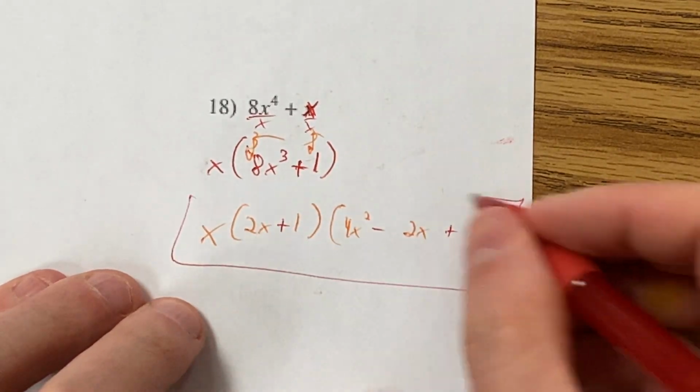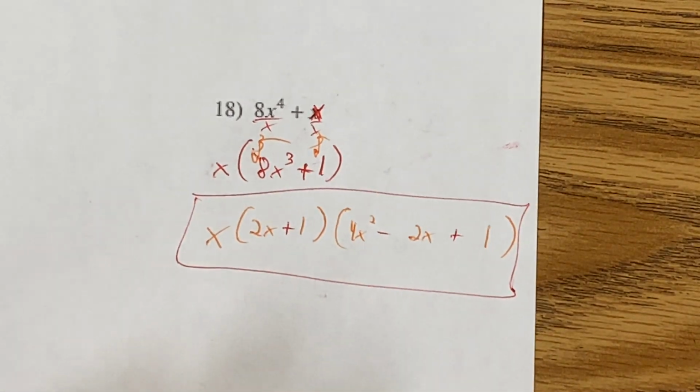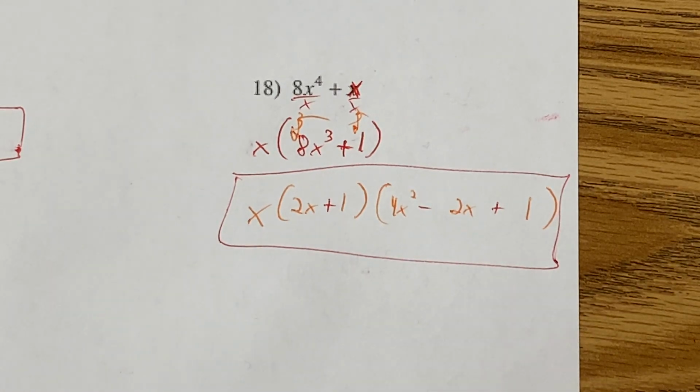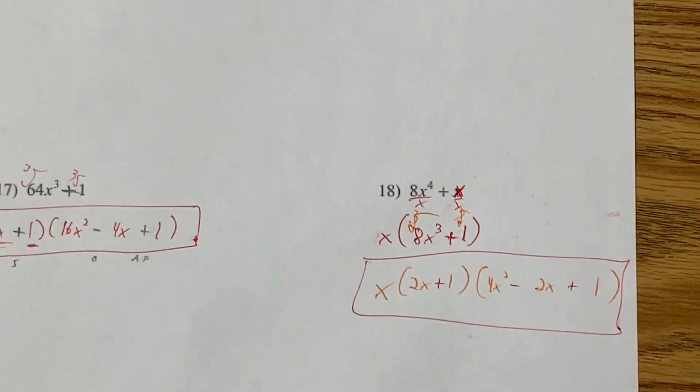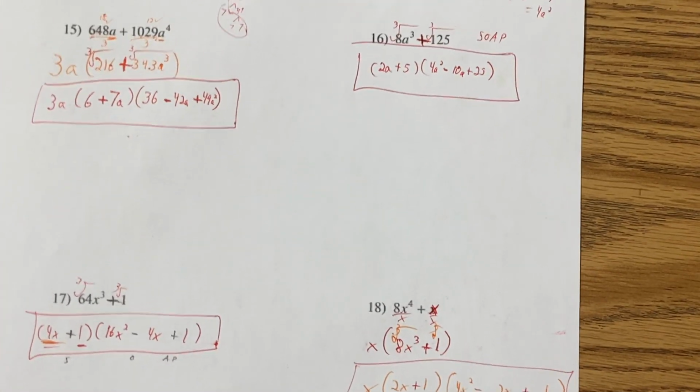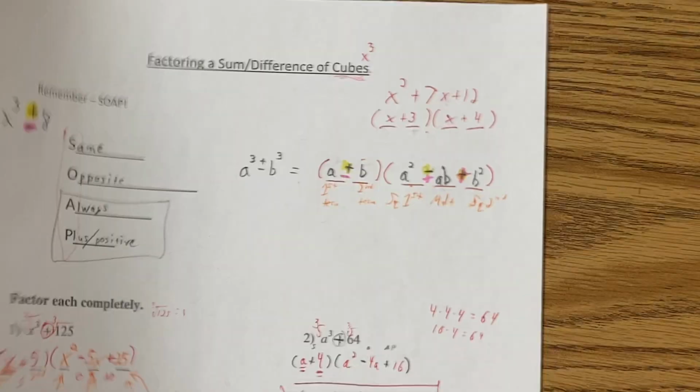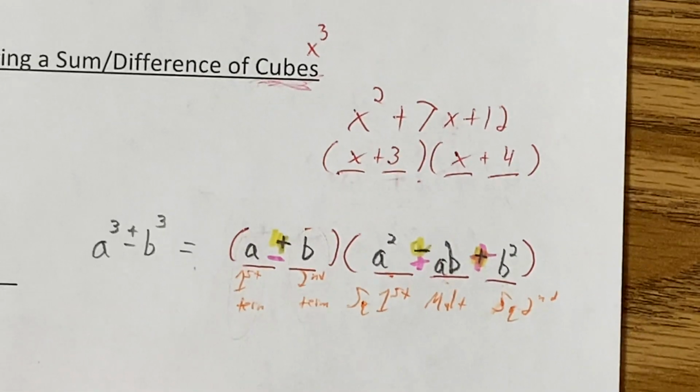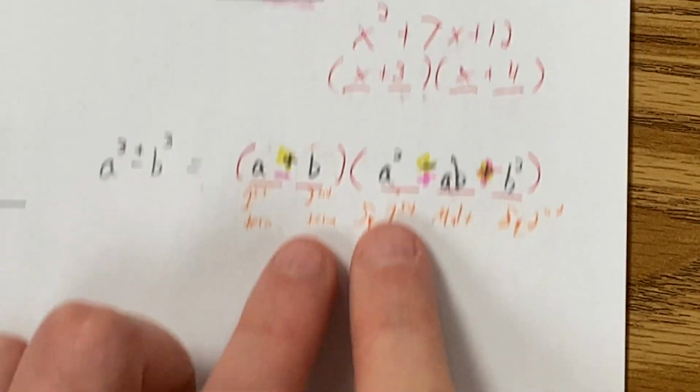All right. So if that was too fast, then feel free to rewind, watch it again, and pause and stuff. But that is the process of it all. So remember SOAP. Remember the formula from the front as well. Right there. That's how it's going to work.